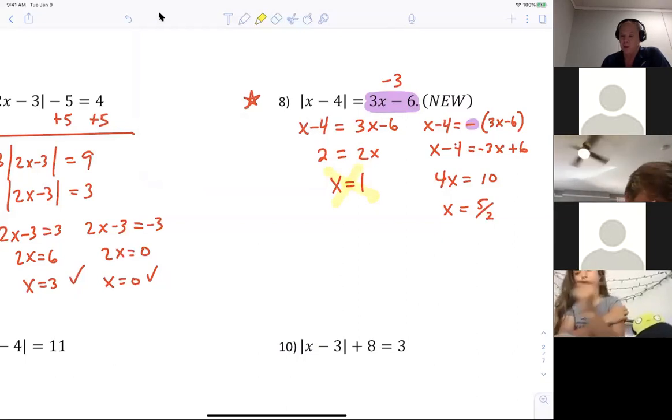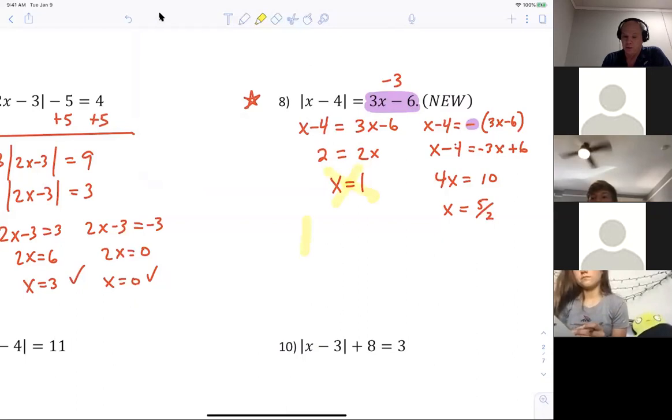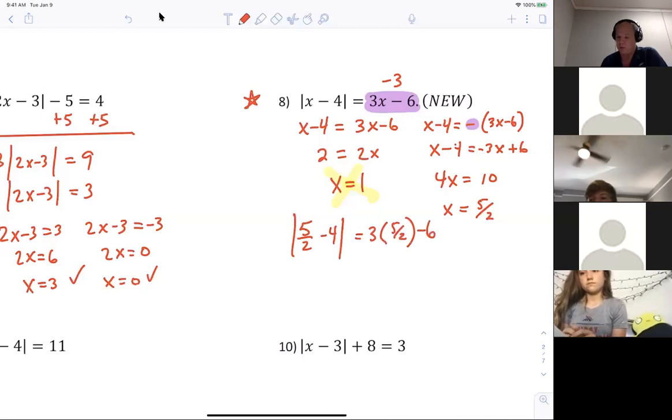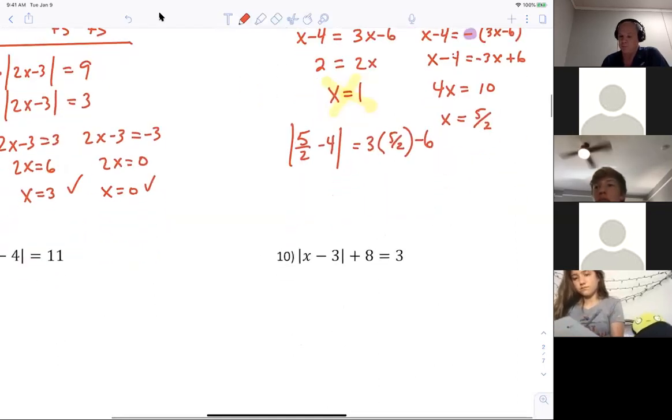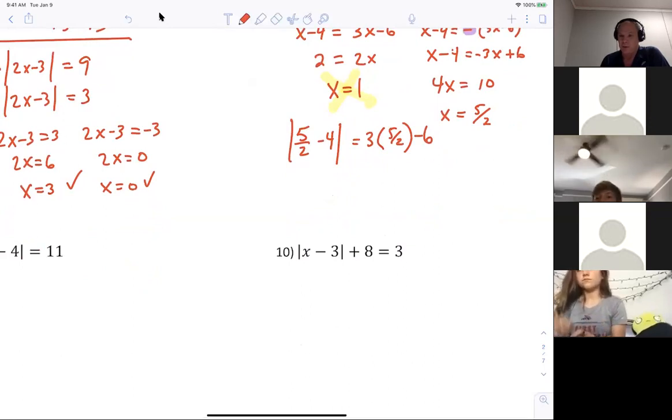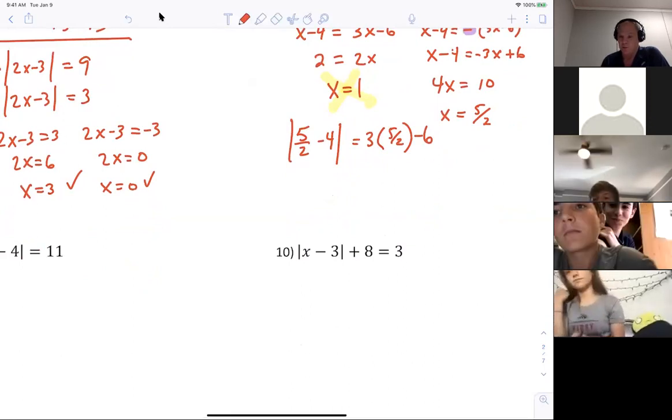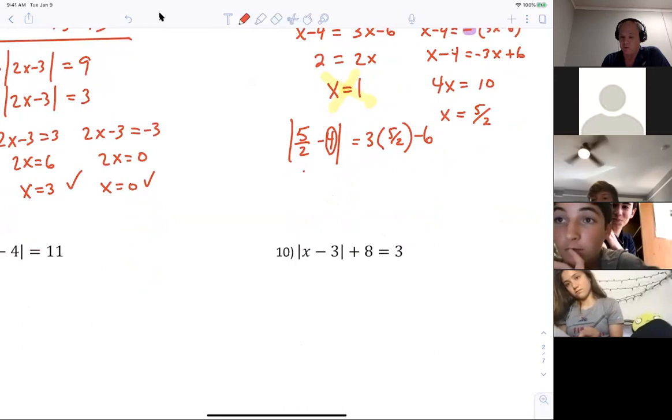Now, if you'll notice, if I plug 5/2 in, now I'm going to plug in |5/2 - 4| = 3(5/2) - 6. We're going to see if those things are equal. Again, we're practicing the mental math. You guys have to be experts of fractions. So 4 is 8/2. So 5/2 minus 8/2 is negative 3/2. And the absolute value of negative 3/2 is 3/2.